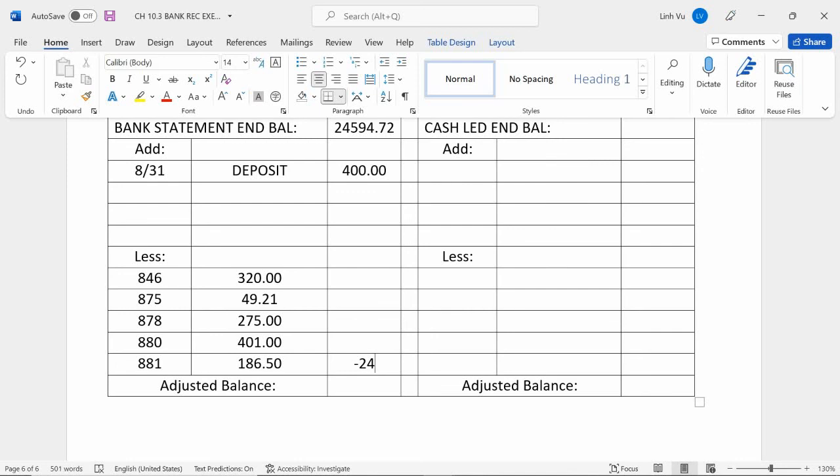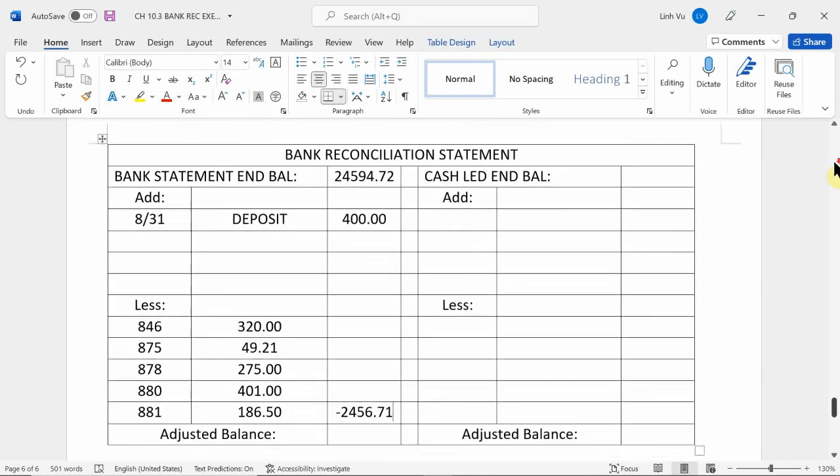Uh-huh. I got 2456 7. How did you get 7? There's a penny there. From the 21 and 50. 21 plus 50, how's that 7? Yeah, 71. Sorry. 71. And now we need this one to minus it from.